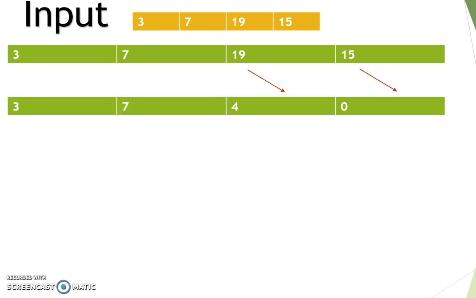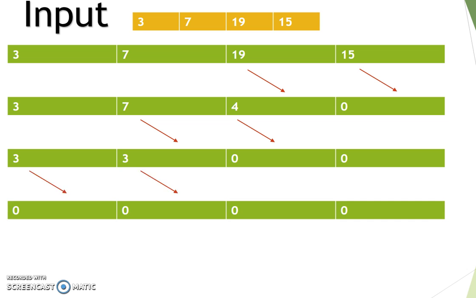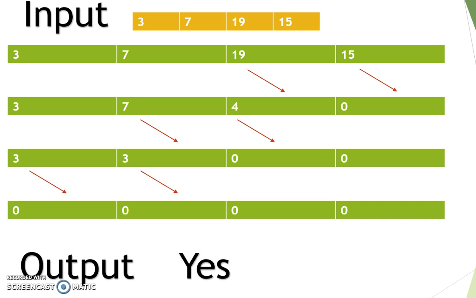So if we go ahead, it has become 4 and 15 has become 0. Now we want to make this 4 as 0. So we'll go again in the backward direction, and 4 and 7 we'll see, and we'll make 7 as 3 and 4 as 0. Now the first and second elements are both equal, and if we reduce the second element to 0, the first element automatically becomes 0. Hence in this case the output will be yes, because the solution exists.